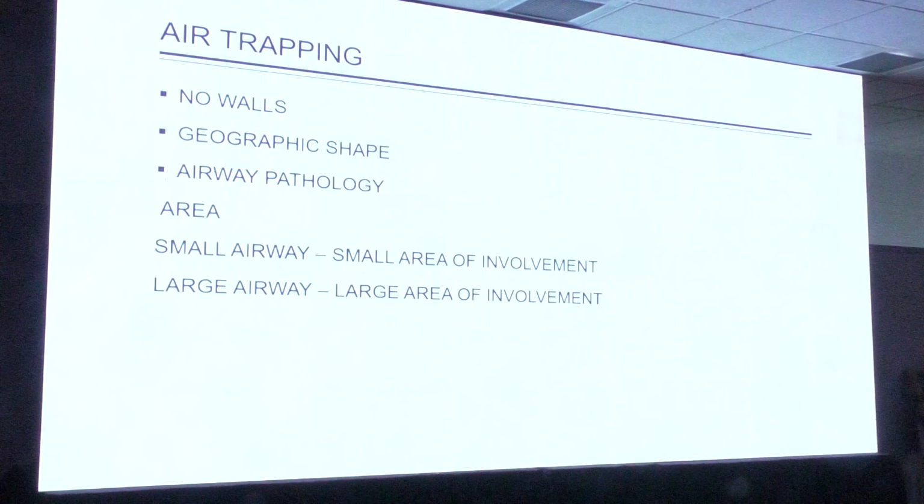So in air trapping, there are no walls. Here it is geographically distributed. Air trapping signifies an airway problem. Mosaic perfusion signifies a vascular problem. There is a difference. Air trapping signifies airway problem. Mosaic perfusion signifies vascular issues. So if the air trapping is in a small area, it signifies a small airway obstruction. If it is in a larger area, it signifies a larger airway involvement.